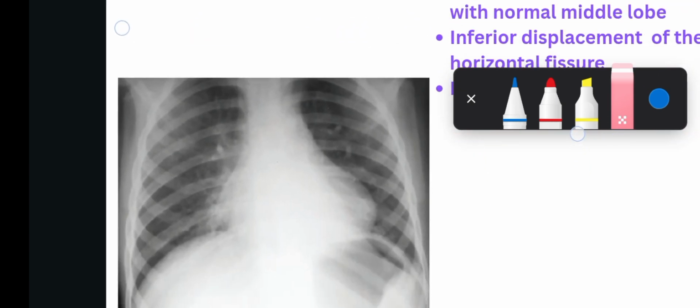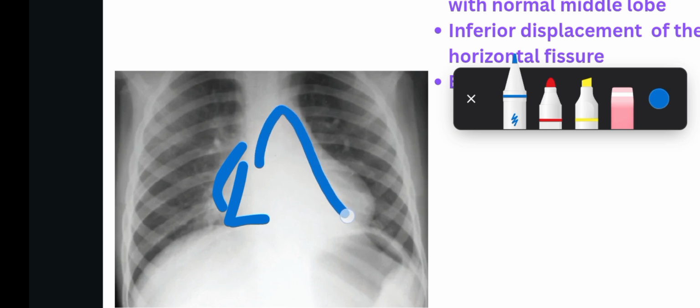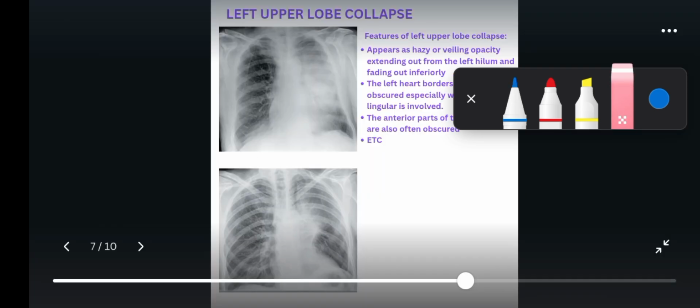Look at this other image. You see there is a double heart border. There is opacity here. This is the right heart border. There is opacity there, and that opacity even extended to here also. So this is the right lower lobe and the left lower lobe collapse. We're going to see left lower lobe in a moment. They always have that triangular appearance. Lower lobes collapse. And the next image is a left upper lobe collapse.